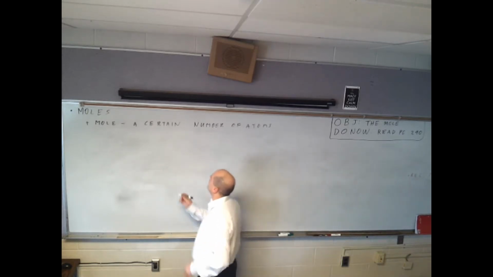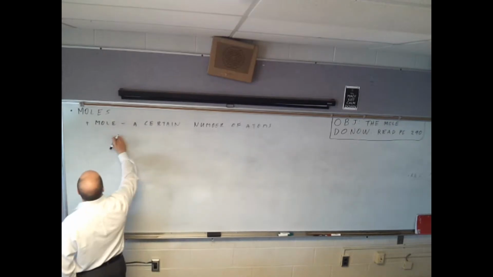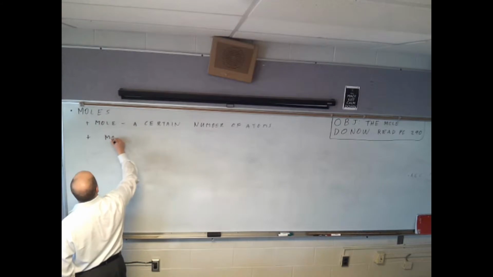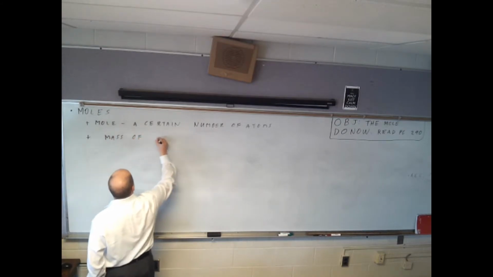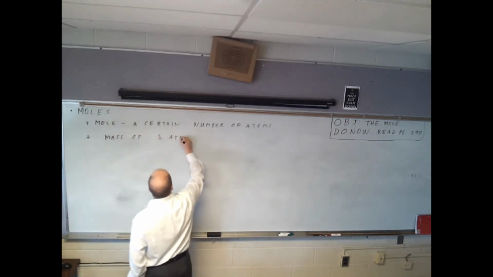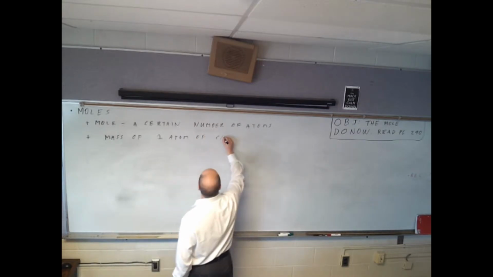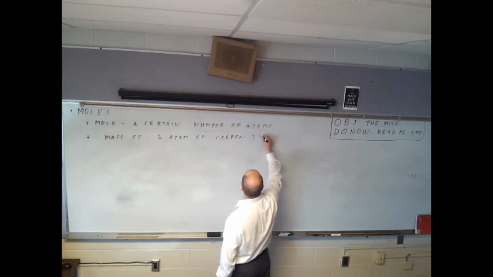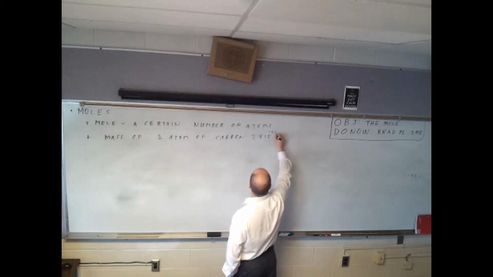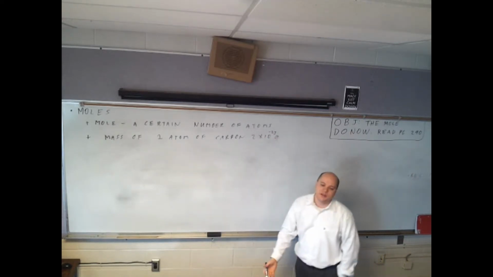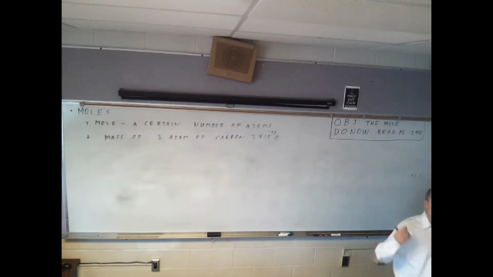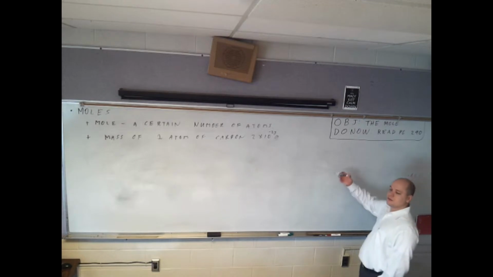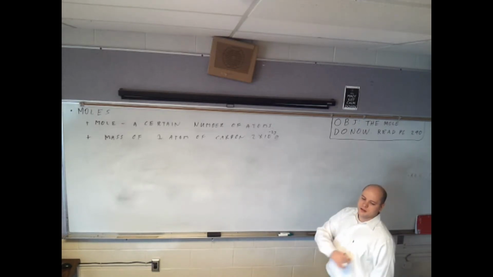So let's think about this. If we look at the mass of one atom of carbon, it's about 2 times 10 to the minus 23 grams. So you can't deal with that on a scale. You can't put 10 to the minus 23 grams on a scale and detect it, because that's 0.000, 22 zeros, and then a 2. It's too small of a number.